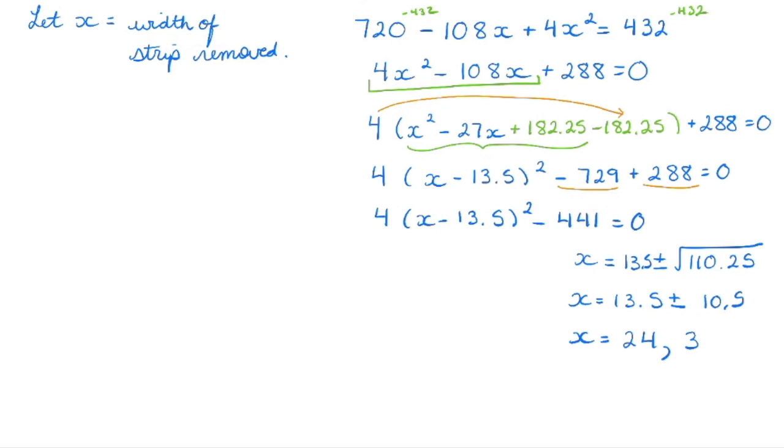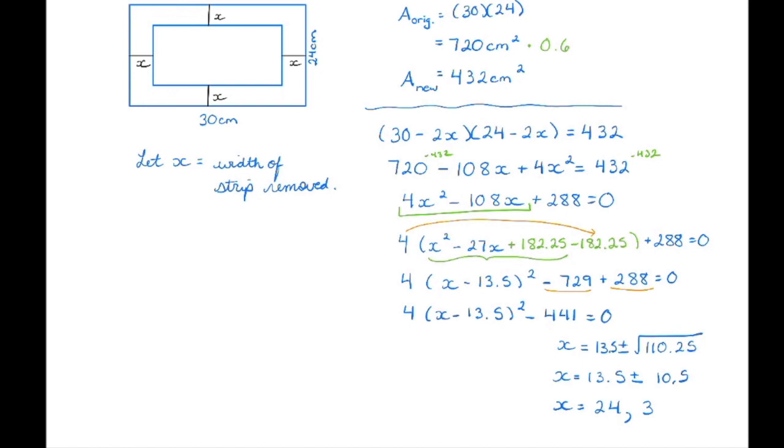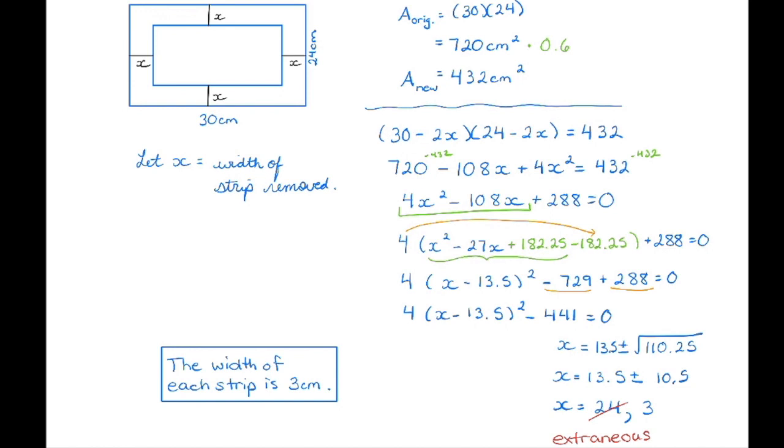Now, go back to what ultimately x represents. X is the width of the strip removed. These two solutions are mathematically correct. We can substitute them back into the original equation and verify that. But does it make sense for x to be 24 centimeters if the entire width of the rectangle is 24 centimeters? Clearly not. So we call that 24 an extraneous root, which means the solution has to be 3. It does make sense to remove 3 centimeters along each side. So in this particular context, our solution is going to be 3 centimeters removed from each side.